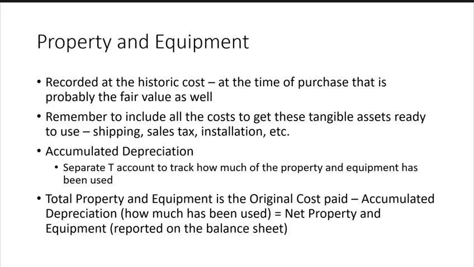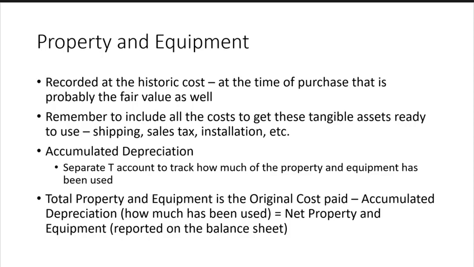If we're going to track usage of this property and equipment, we're going to need a separate T account called accumulated depreciation. So that is where we're going to track how much of this property and equipment has been used. So we put the purchase of the asset in the T account called property and equipment, and we record how much we've used up in the accumulated depreciation. So that is what we call a contra asset account.